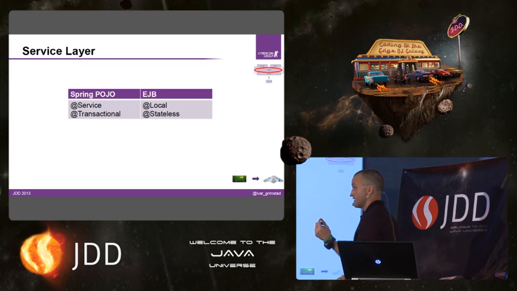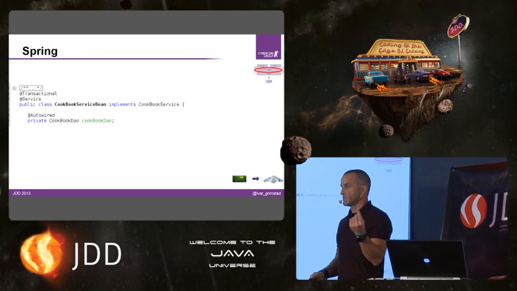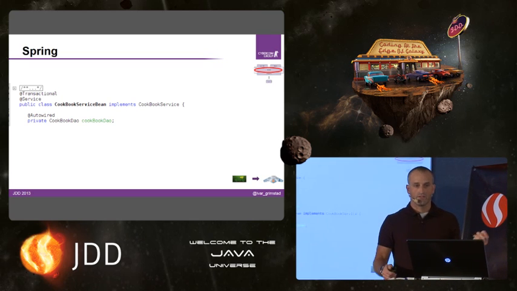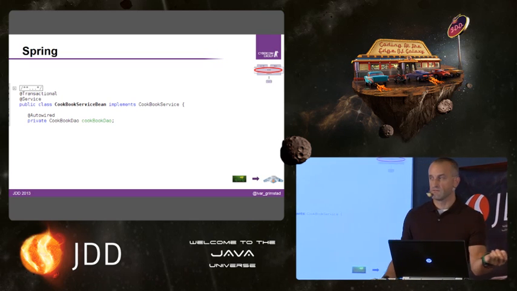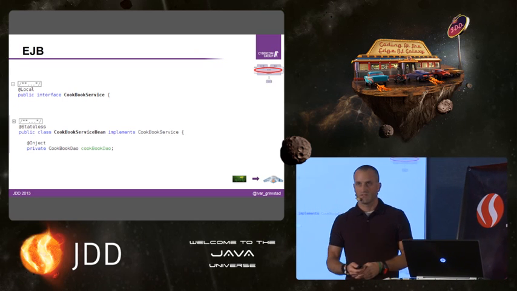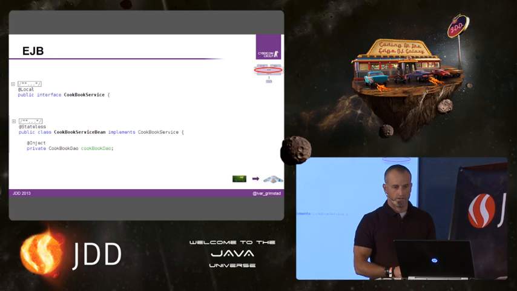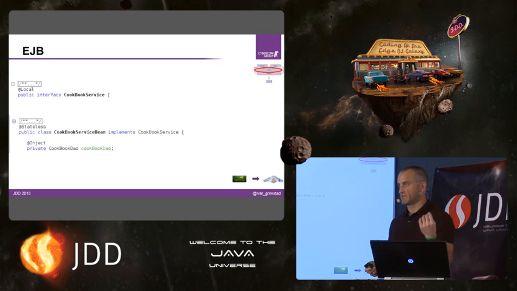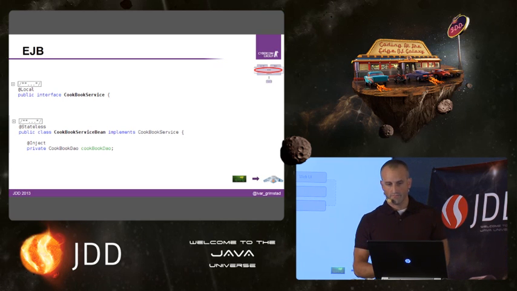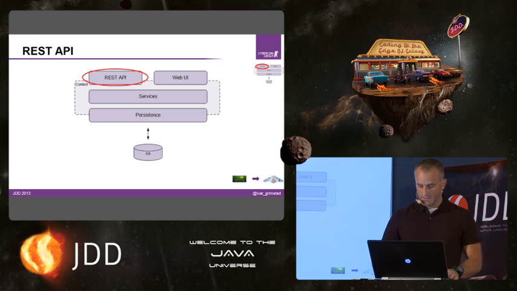So what I've done is taken the service classes and replaced the @Transactional and @Service with @Stateless. I also use the @Local because it's a good practice to do. But apart from that, it's exactly the same. So let's move on to the REST API.